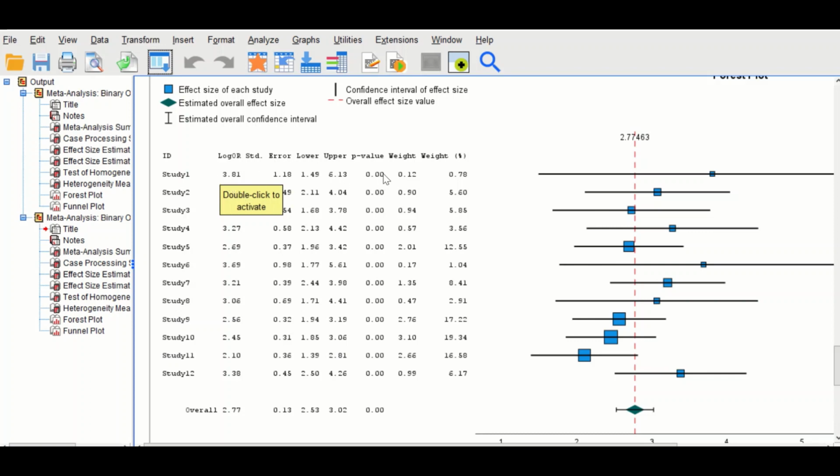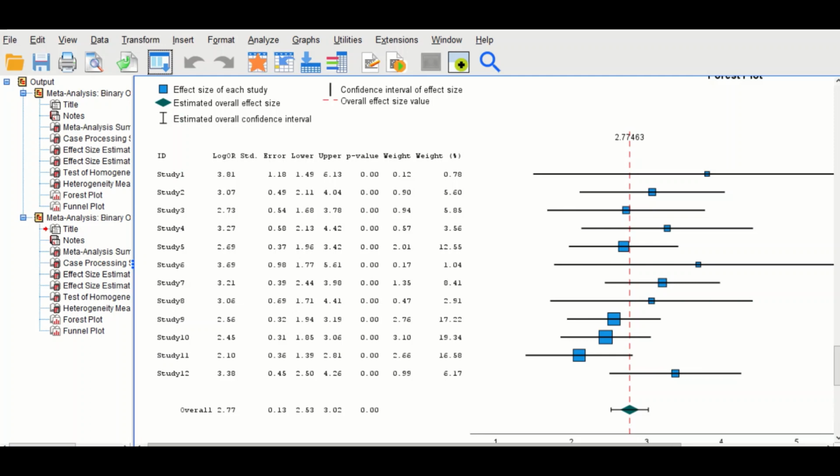As shown here, there is a significant association between taking the drug and recovery from the condition, and also a weighted value is given for each study and a percentage of the weight study, and that reflects the influence of the sample size on the analysis. This is for the first section.